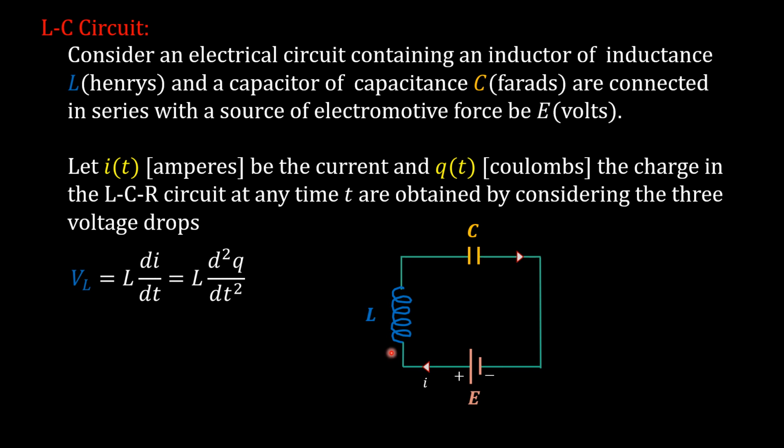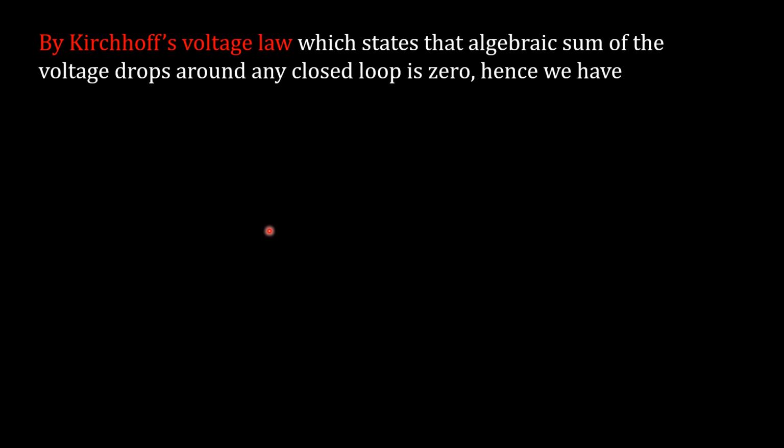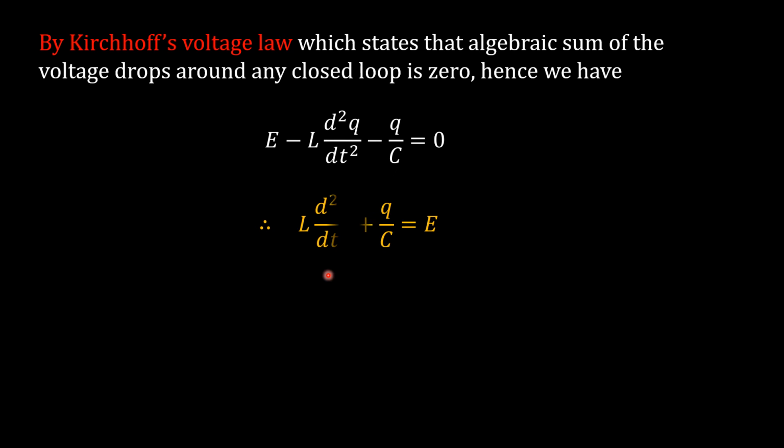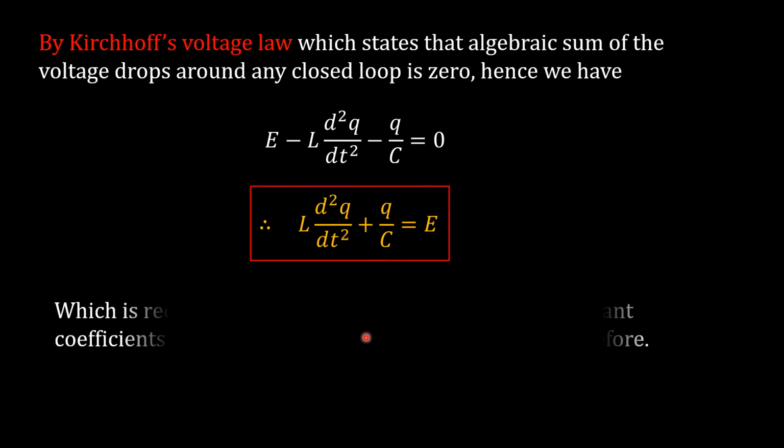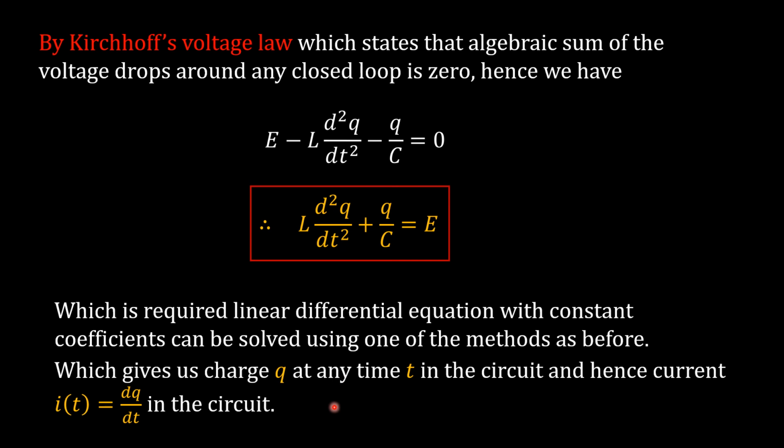The voltage drops across the inductor and the capacitor are L d square q upon dt square and q upon c respectively. Using Kirchhoff's voltage law, we get a mathematical expression like this. Simplifying it, we get L d square q upon dt square plus q upon c equal to E. Again we will solve it using one of the previous methods, and hence we can obtain charge and current in the given circuit as a function of time, and using initial conditions we can obtain the particular solution.